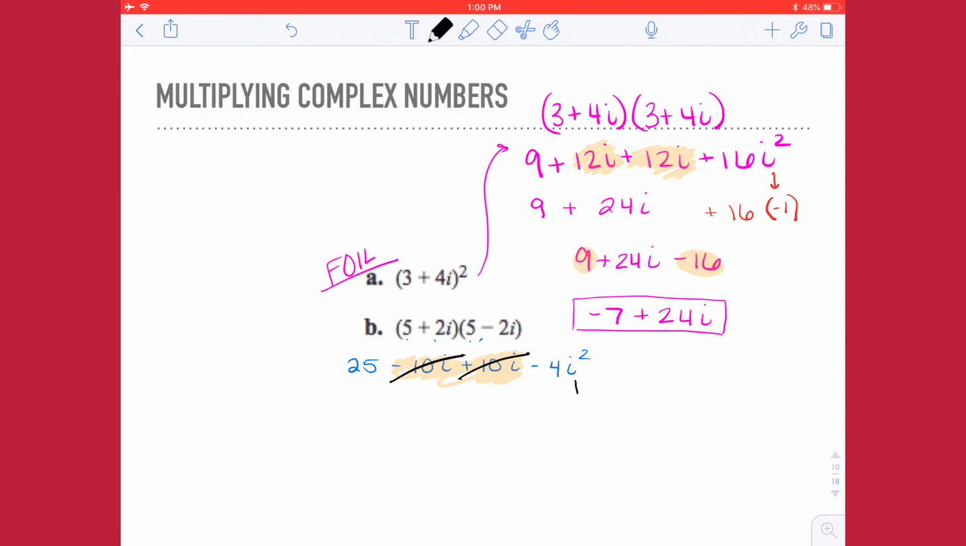I also notice that I have an i squared, which is equivalent to negative 1, and that's being multiplied by negative 4, and then I have the 25, and so now I have 25 plus 4, which gives me a final solution of 29. So it's really cool with our conjugate values. We lose our i because we'll always have the i squared that we can plug in our negative 1 value for, and we end up with a real number solution.